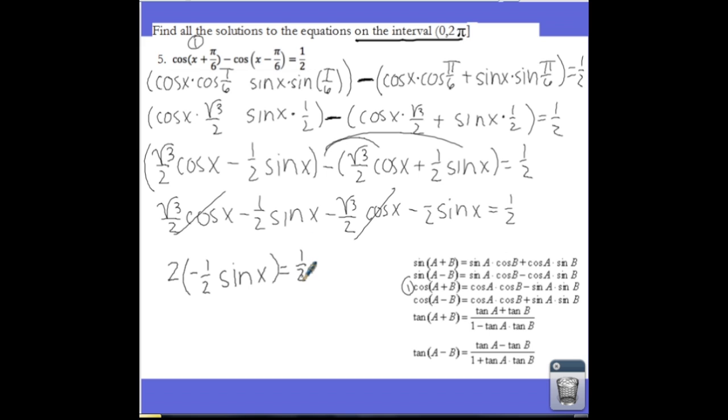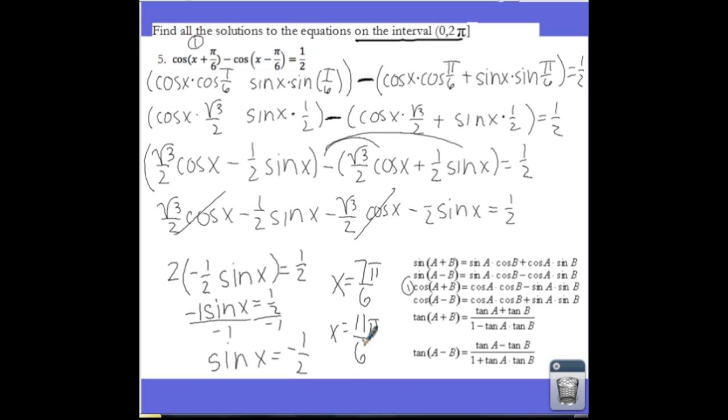Now let's multiply negative 1/2 sine of x times 2, and we have negative 1 sine of x equals 1/2. Then we'll divide by negative 1 to get sine of x equals negative 1/2. And then the solutions are x equals 7 pi over 6 and x equals 11 pi over 6. Those will be the only two solutions since our instructions say on the interval 0 to 2 pi.